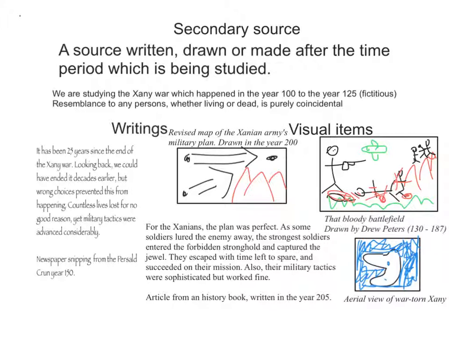Now, we have visual items. The first one on the left is a revised map of the Zainian army's military plan. It was drawn in the year 200, so it is a secondary source and can provide a lot of information to historians. The second item is a painting called That Bloody Battlefield.